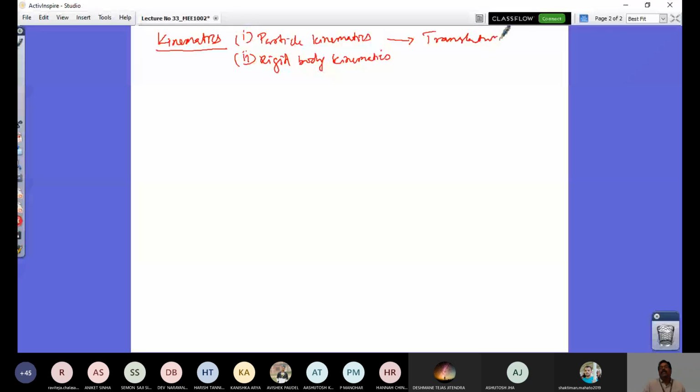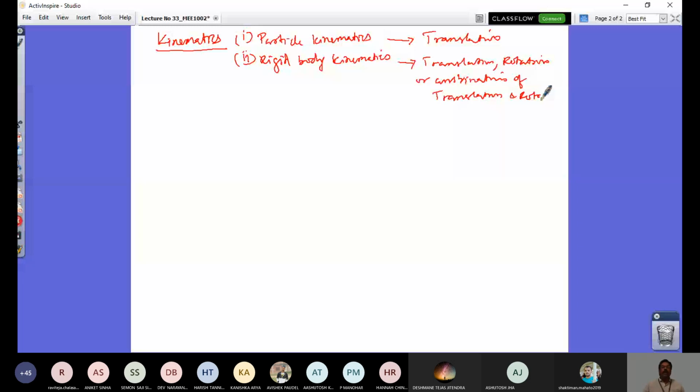Whereas here it deals with the translation, rotation, or combination of translation and rotation.